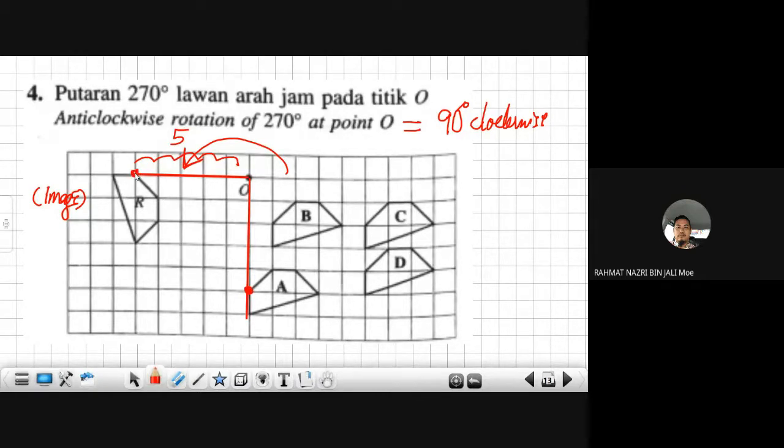Okay, wait a minute. Okay, this one is 90 degree. 270 anti-clockwise is equal to 90 degree clockwise. Okay, the object to the image is located here. This is the same. So lastly, we find out A is the best answer for this question. A, not B, not C. Okay, finish.